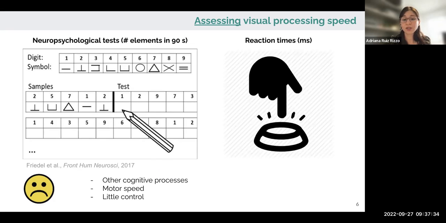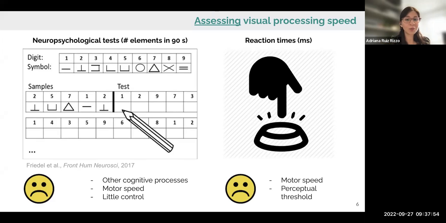Now we can turn to computer-based tasks. For example, using these reaction time tasks, in which stimuli are presented on a computer screen, and we ask our participants to press a button every time they see the stimulus. Now, this sounds great, but again, it relies on motor speed. If you are slow because of a disease or a particular condition, then you will appear to have reduced visual processing speed, but in reality, that will be reduced motor speed.